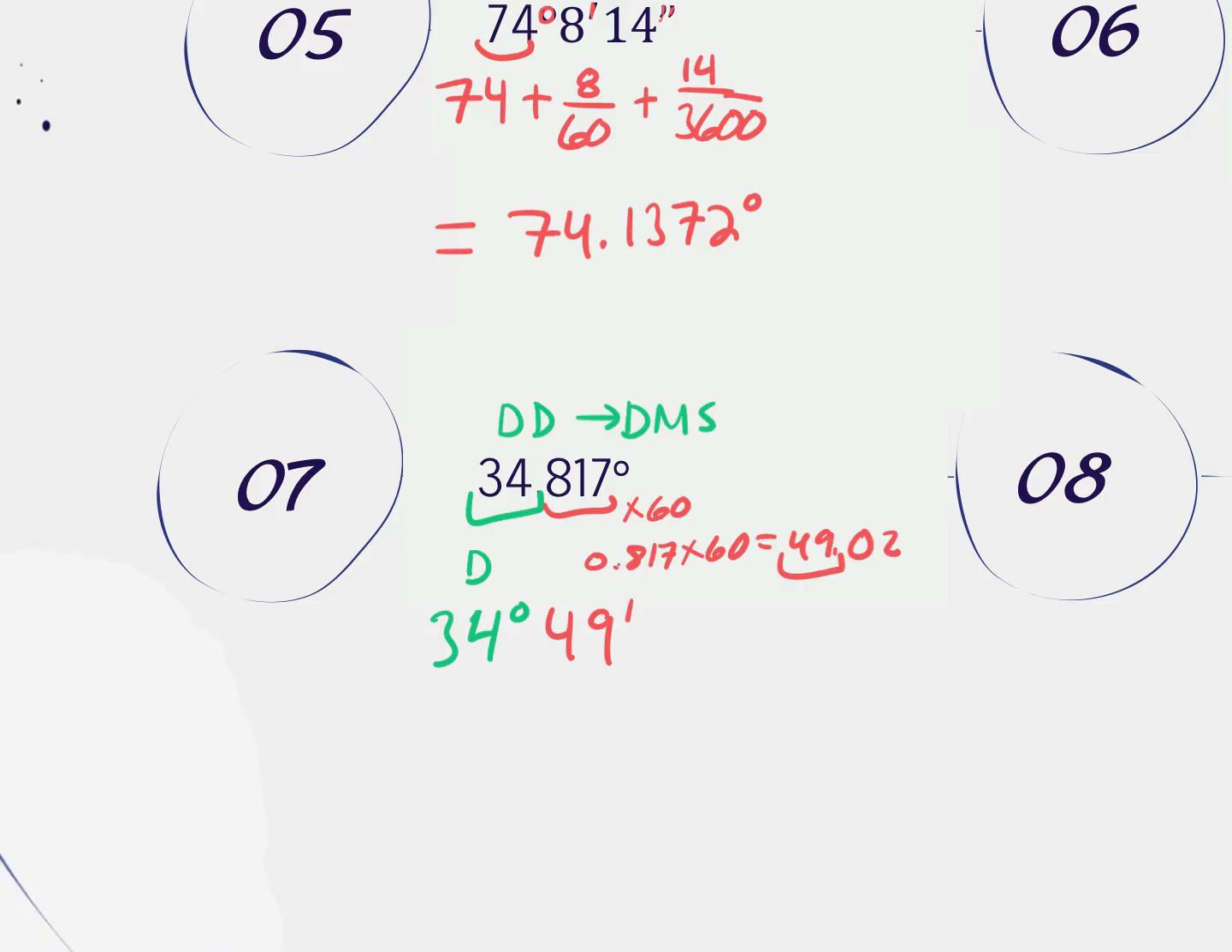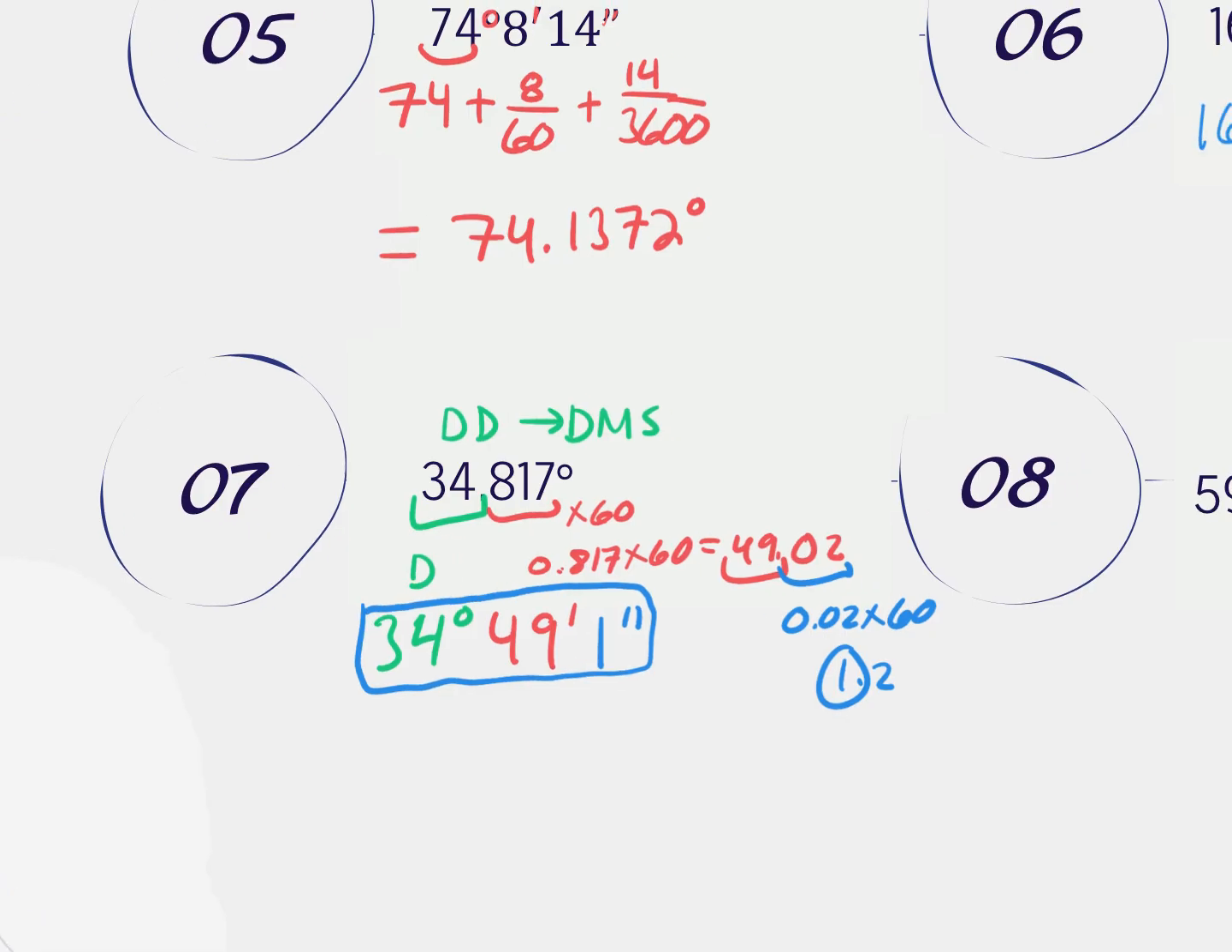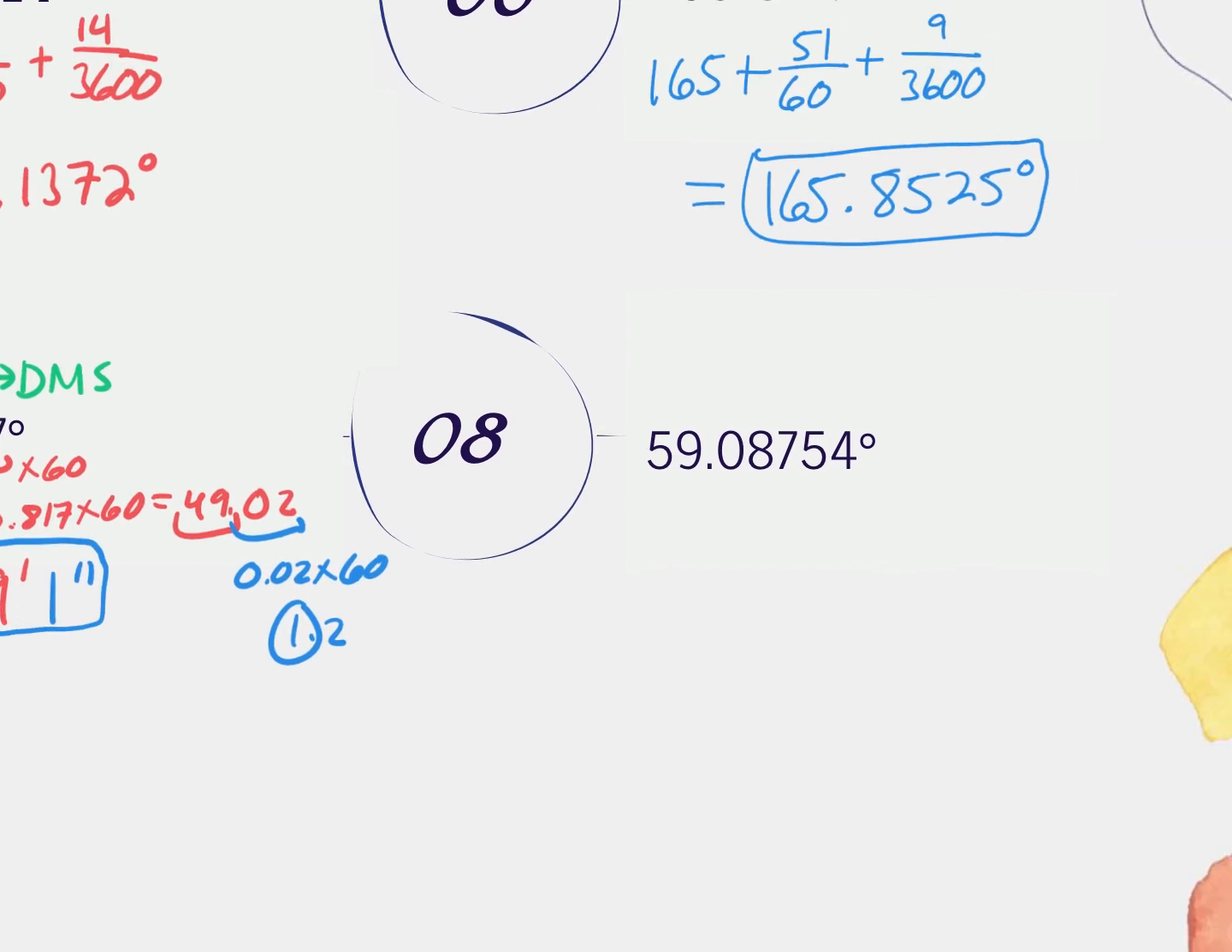And then we repeat the process with this decimal, right? 0.02, I'm going to do 0.02 times 60, and then I'm going to get an answer from that. All right, and this is going to get you 1.2, and I'm just going to use that number as the second. I'm not going to keep the 0.2 with it. All right, so that's my answer in degree, minute, second notation. All right, and then I can do the exact same thing with the next one.